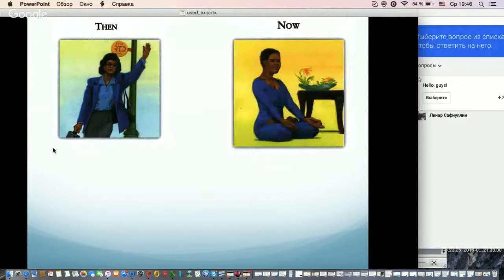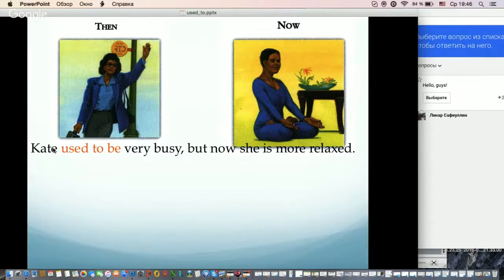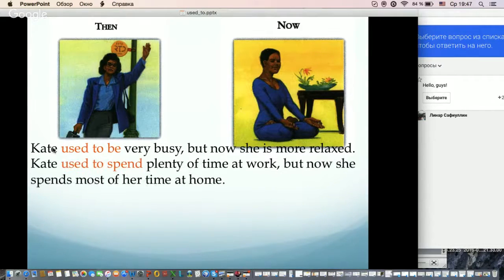So let's compare the life of these women then and now, because then it used to be pretty different from her life now. So probably since then a lot of things have changed. So Kate used to be very busy, but now she is more relaxed. Kate used to spend plenty of time at work, but now she spends most of her time at home.